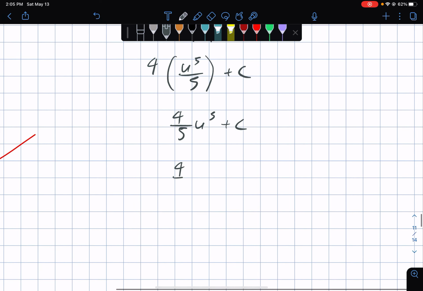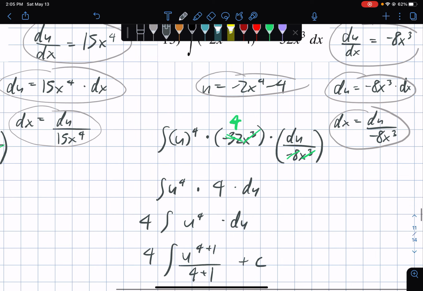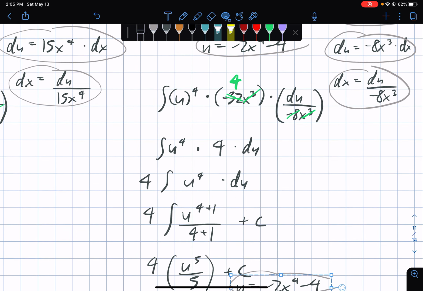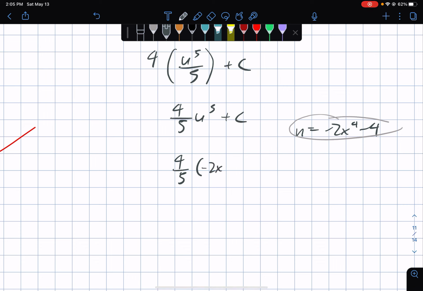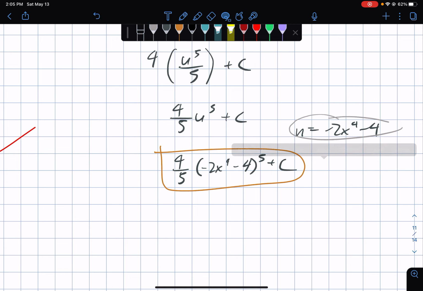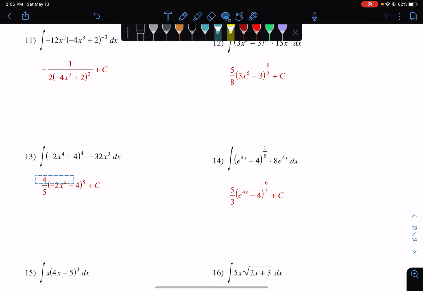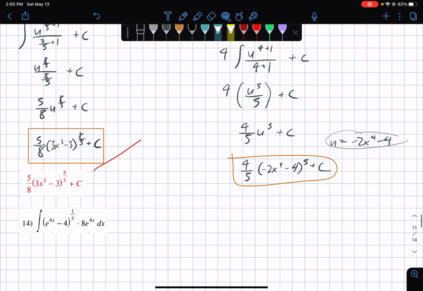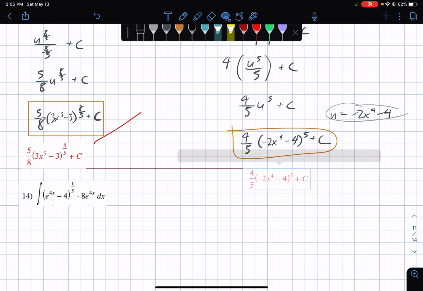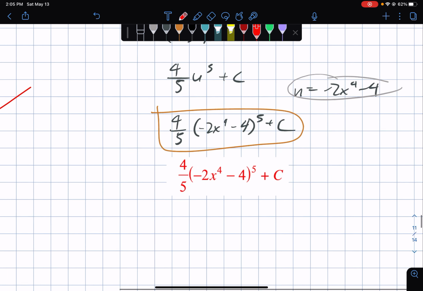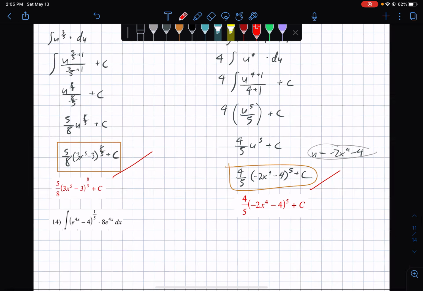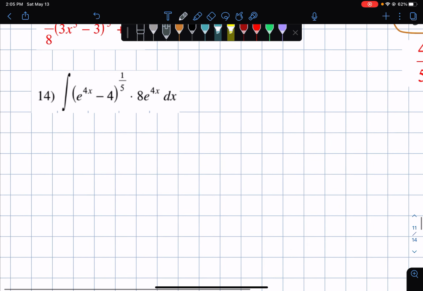And what's our u again? u is negative 2x raised to 4 minus 4. This is the final answer, I think. Number 13, where are you? Okay, 4 over 5, and then this thing. Okay, the same. Good. Now, let's go with number 14.